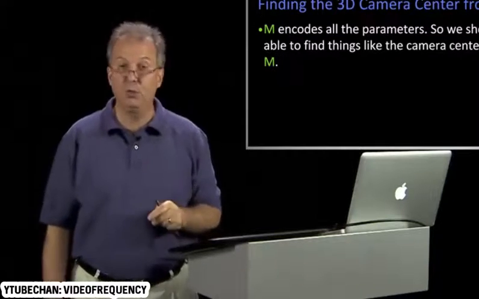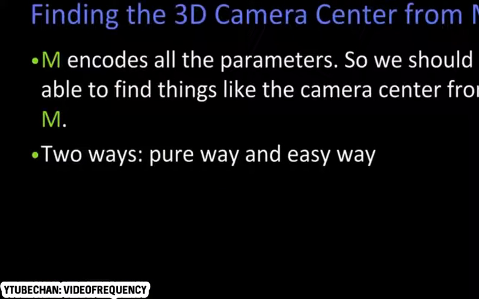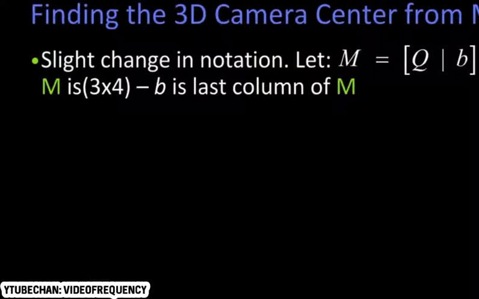So I'm going to tell you about two ways of doing that. Sort of the pure way, which is beautiful, and then the easy way. So we'll start with the pure way. Here's a slight change in notation just to pull out our parts. Okay, so we have our matrix M, and I'm just going to assume that M, which is a 3 by 4, is going to be made up of this 3 by 3, which I'll call Q, and B is just this 3 by 1. It's just a vector. Okay, so we've got Q and B.